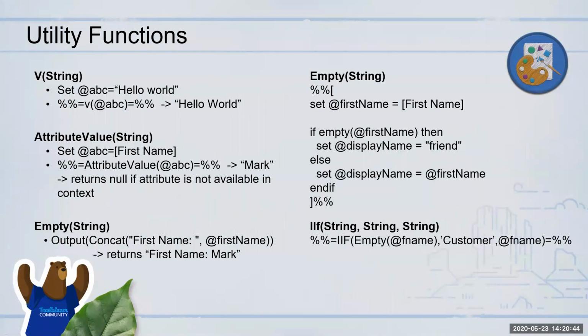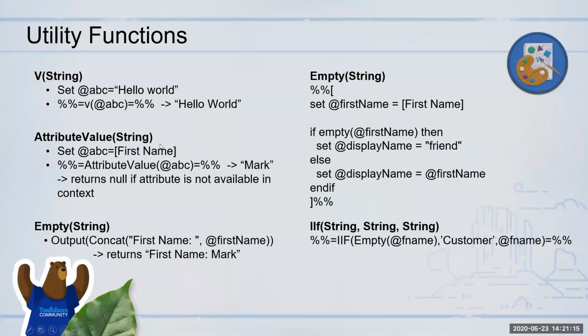Utility functions. This is also quite something that you will come across. V is definitely something you have seen in action slightly earlier. Whenever you want to output the value of any variable, it's like value of. It's especially useful when you want to do it inline, not within a block. It's mostly in an inline AMPscript block where you want to output the value of a particular variable, and you use the V function.